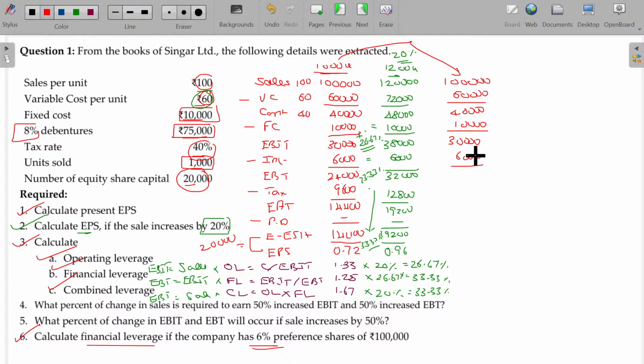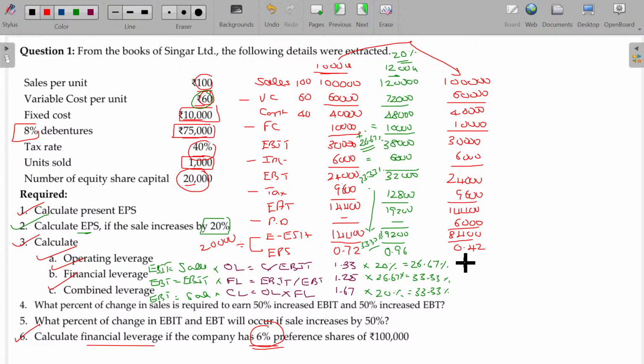I am going to incorporate one extra adjustment here with respect to the preference dividend. EBT 24,000, tax at the rate of 40% being 9,600, EAT being 14,400. Here the preference shares 1 lakh. For that 6% preference dividend is applicable, so you have to subtract this one. Then 6,000 will be the earnings available to the equity shareholders. Now, what about the EPS? 8,400 divided by 20,000? 0.42.